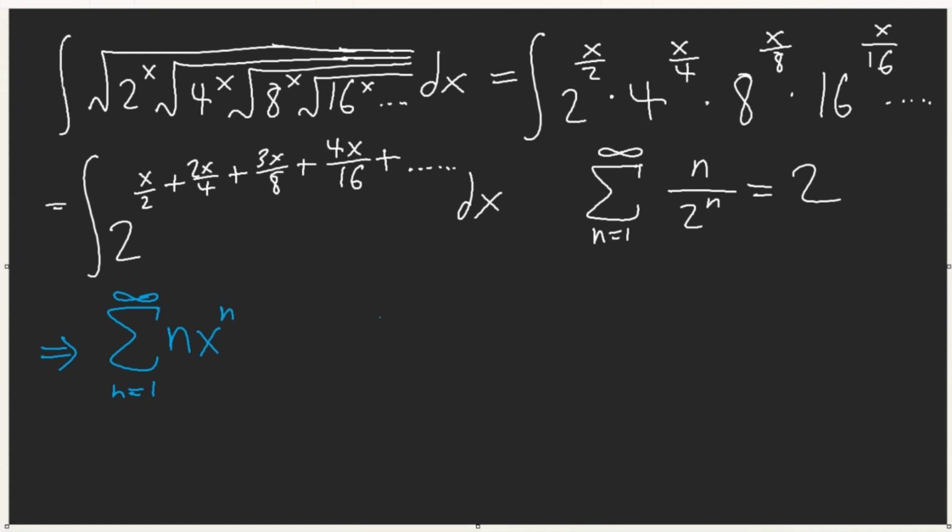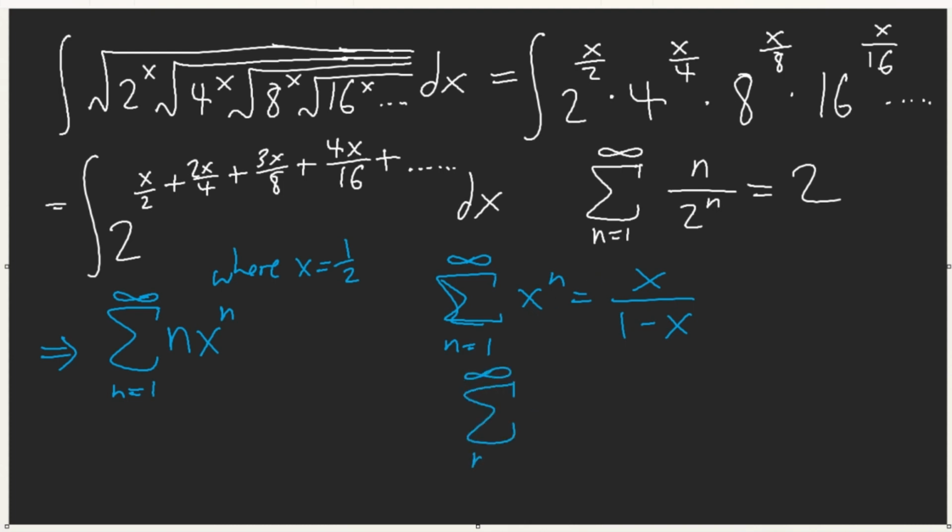Where x is equal to 1/2, then we know that the sum of x to the n is equal to x over 1 minus x. If we derive it, and the reason why I'm using x is because if I put in 1/2, you're going to think, oh wait, why are you deriving a constant? So that's why I'm using x, just so that you can understand a lot better.